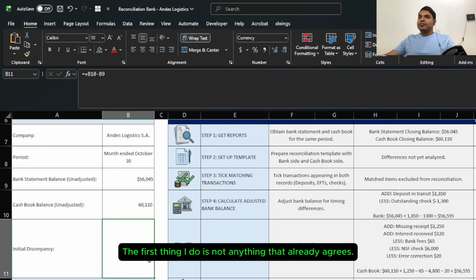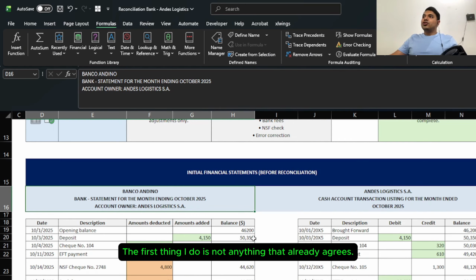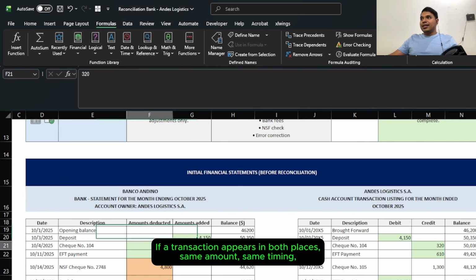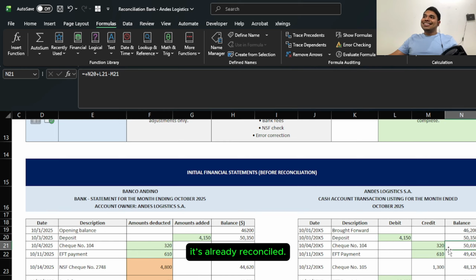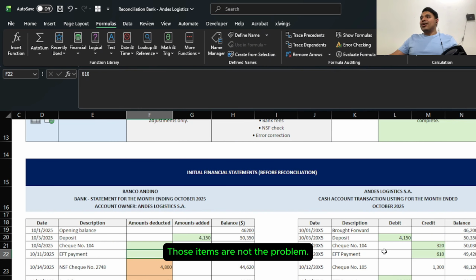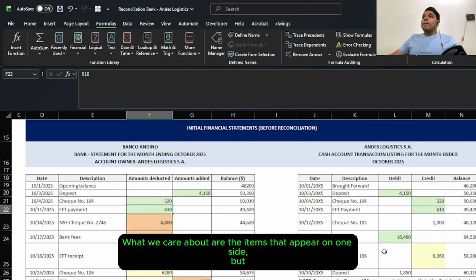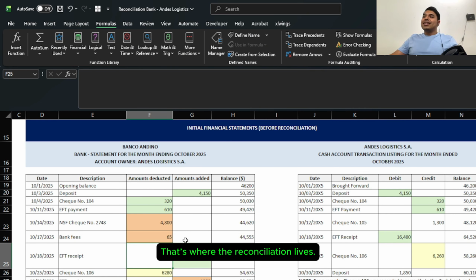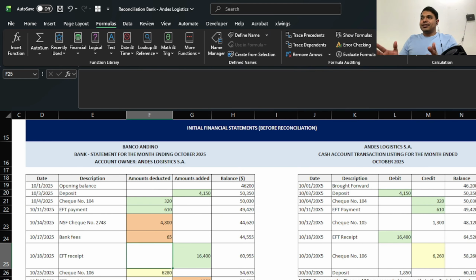$4,065. The first thing I do is ignore anything that already agrees. If a transaction appears in both places, same amount, same timing, it's already reconciled. Those items are not the problem. What we care about are the items that appear on one side but not on the other. That's where the reconciliation lies.